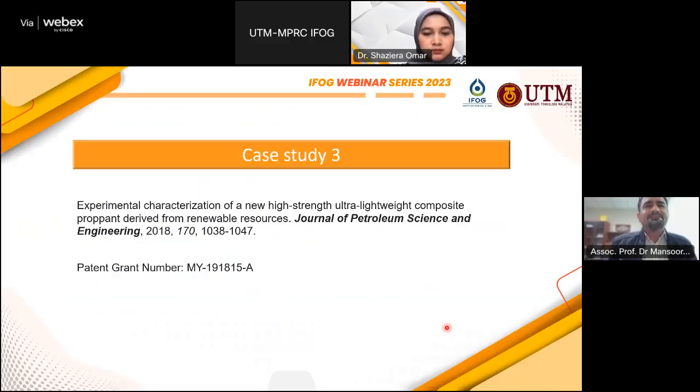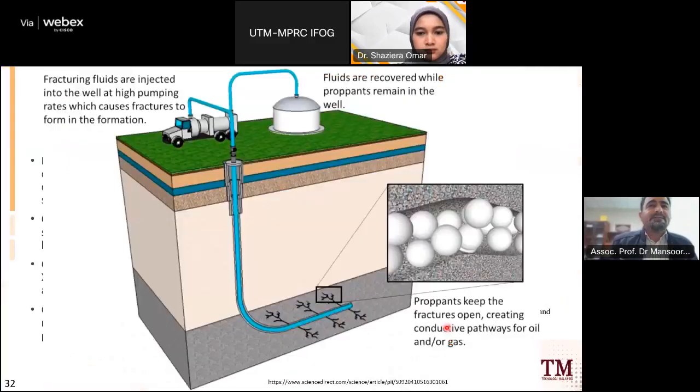The third one is experimental characterization of a new high-strength, ultra-lightweight composite proppant derived from renewable resources. We also have a patent for that. But the good thing is that this is a multidisciplinary approach: material science, numerical analysis, strength analysis, and also using renewable resources was one of the advantages of this work. To give you a perspective of what is going on.